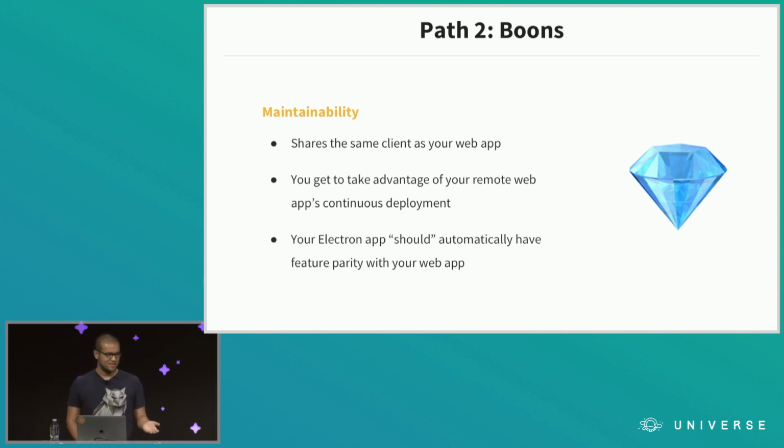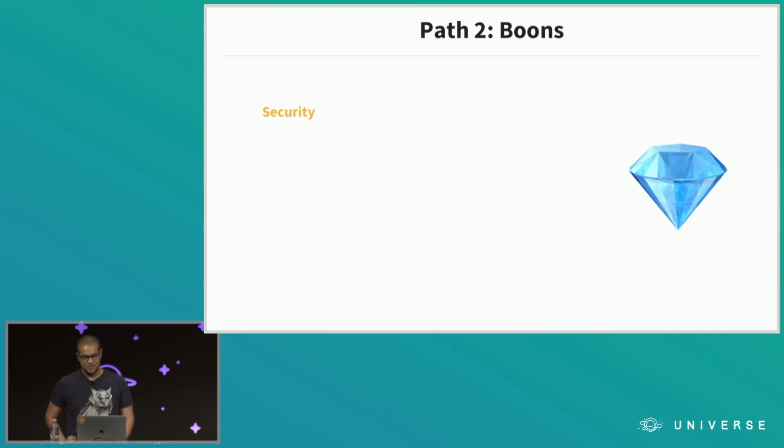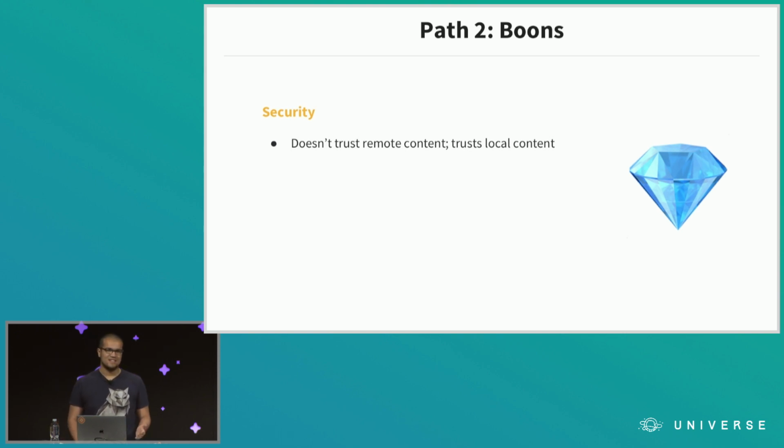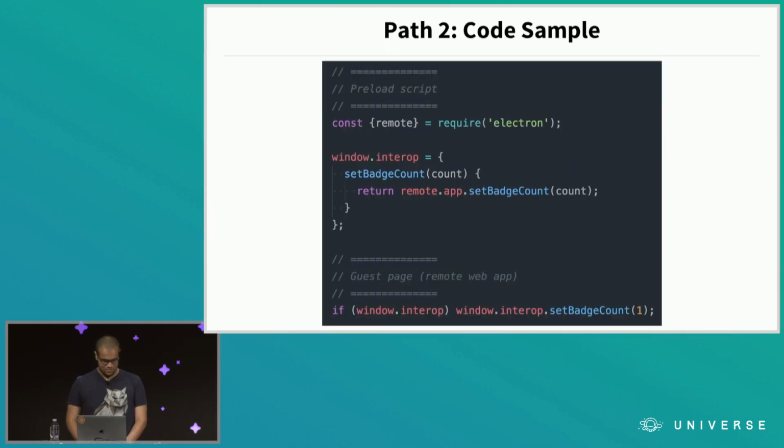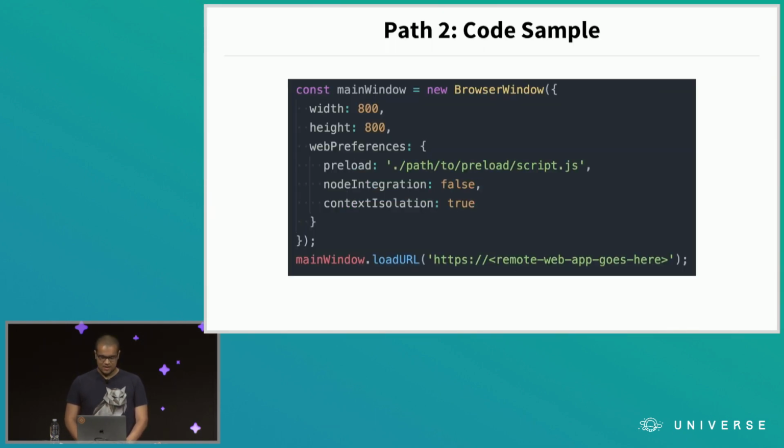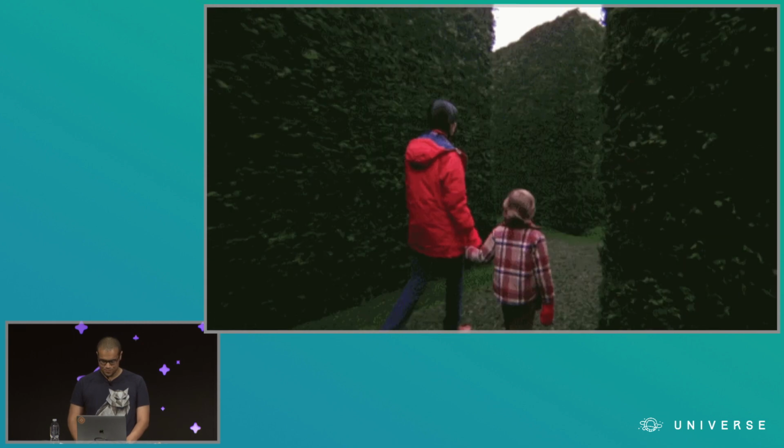There are, of course, some security benefits. So remember, ask yourself again, what are you trusting, and what kinds of risks might that expose you to? One of the things we're doing differently with this approach is we're no longer trusting remote content. We do still trust local content. So, for instance, our browser window initialization logic we would be shipping locally with our app. So we're still trusting that.